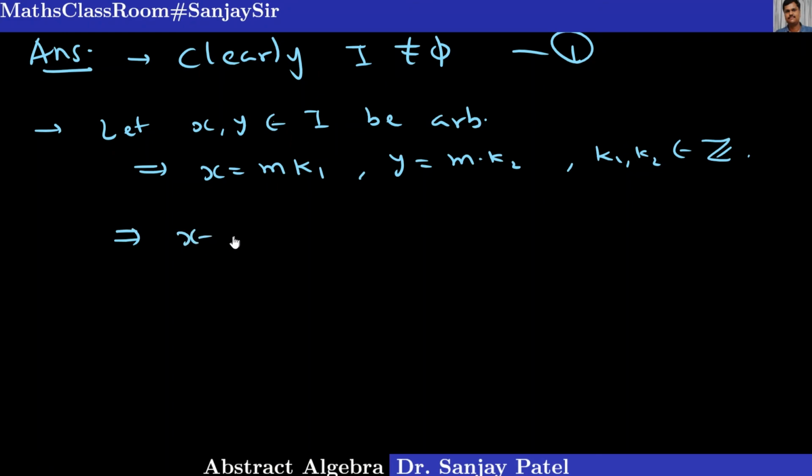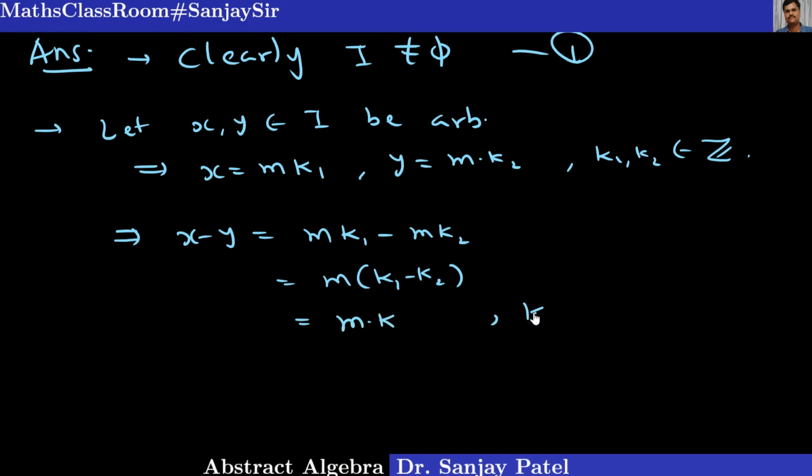So this implies x minus y, that is m into k1 minus m into k2, which I can write as m into (k1 minus k2). And remember, k1 and k2 are integers, so k1 minus k2 is also an integer. So I can put k equal to k1 minus k2, which belongs to Z. Therefore, x minus y is also of the form m into k, and hence it belongs to I.